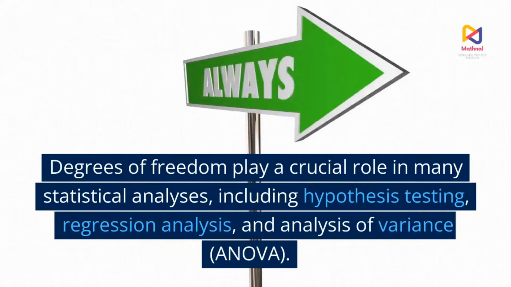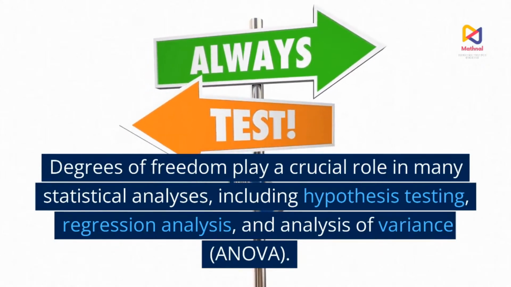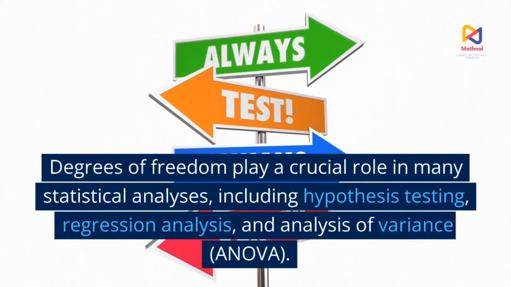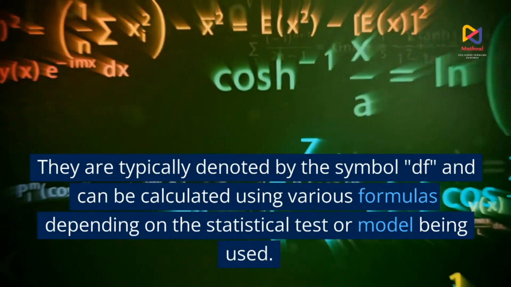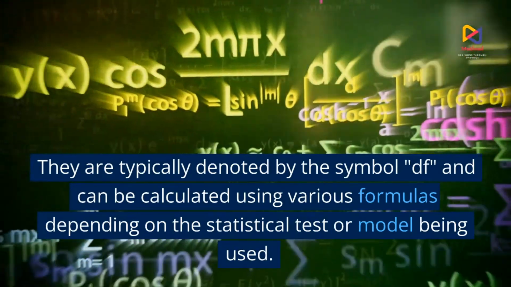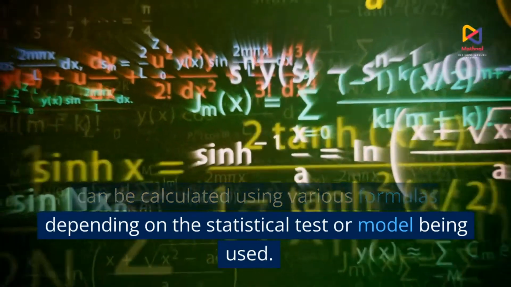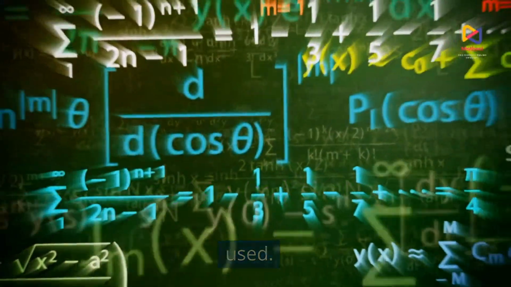Degrees of freedom play a crucial role in many statistical analyses, including hypothesis testing, regression analysis, and analysis of variance, ANOVA. They are typically denoted by the symbol DF, and can be calculated using various formulas depending on the statistical test or model being used.